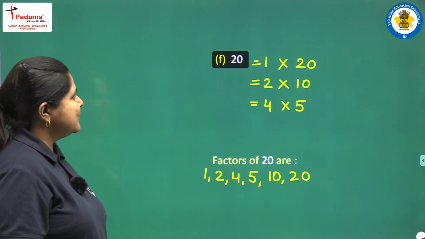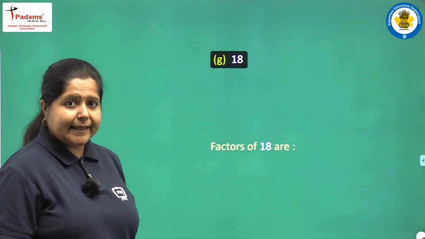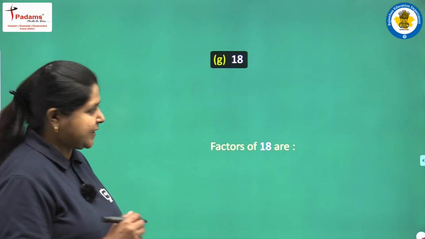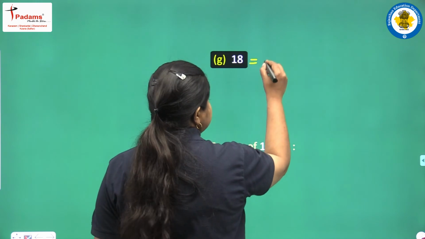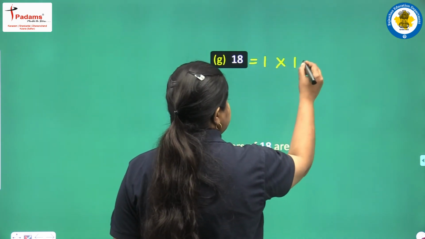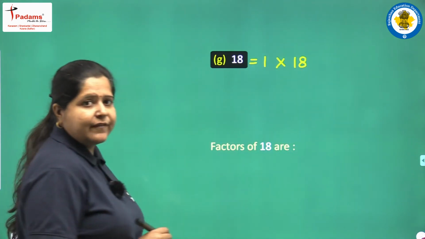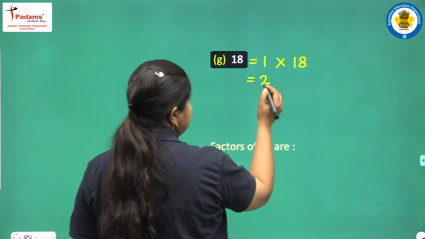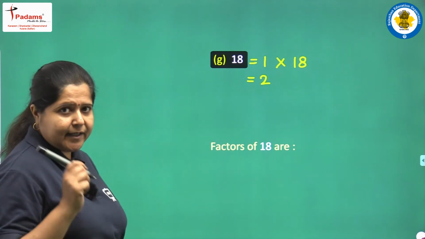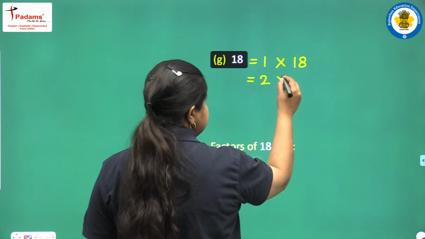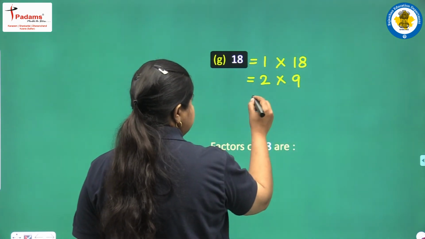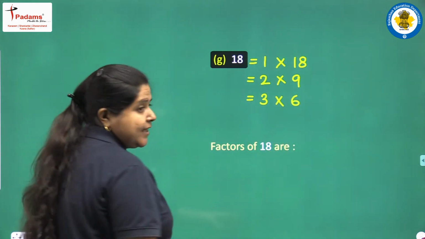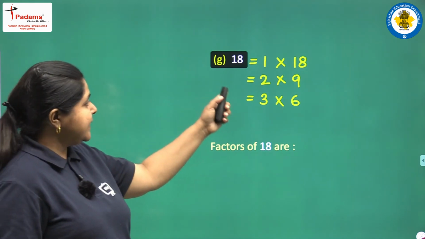Next we have 18. Again we have to look for numbers which divide 18 completely. Obviously 1 is its factor and 18 itself is a factor of 18. Then we move on to, will 2 divide 18 completely? Yes, we know it's 2 9s are 18, so it will divide. Then we move on to 3, it's 3 6s are 18, so 3 will again divide 18 and 6 also will divide it.